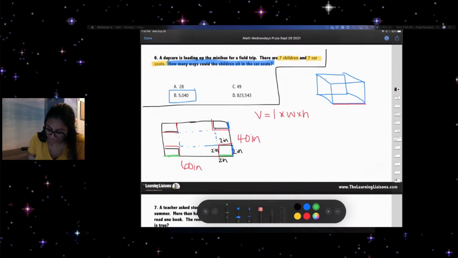If I'm subtracting 2 inches on both sides, my 60 is now being subtracted by 2 inches and 2 inches. So I'll have 60 minus 2 minus 2 to give us 56 inches. I'll then do the same for my 40. 40 has 2 inches and 2 inches, so I'll do 40 minus 2 minus 2 to give me 36 inches.